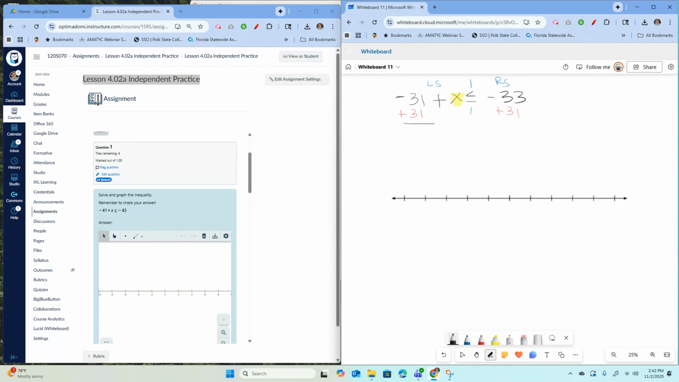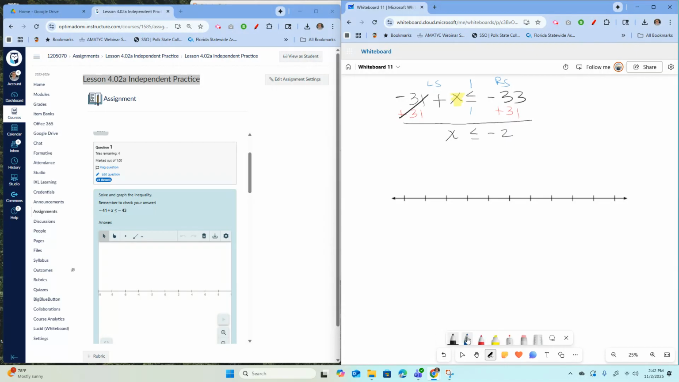Here we go, my long line. Minus 31 plus 31, that's 0, but we cross it out. Drop the x, drop the inequality symbol. And when you use the calculator, again, minus 2. Okay, so that's the answer. However, we need to do the graph.